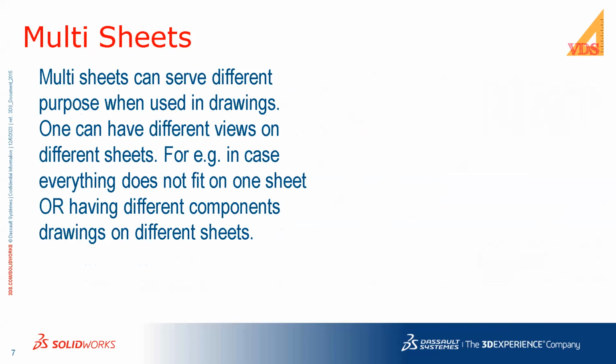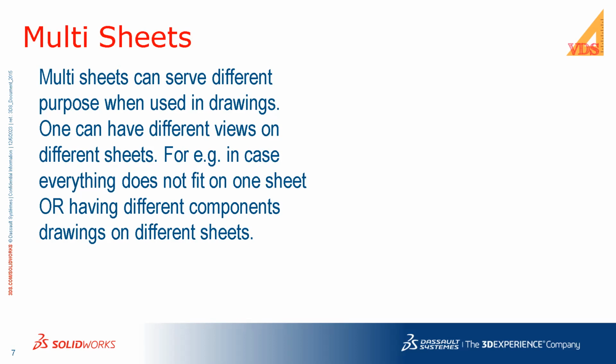So we can either have different views on different drawing sheets because you don't have space on one sheet, or you want to show different details of each component on separate sheets. So yeah, if you have a small sheet because your company standard does not allow you to use a bigger sheet, you can split a drawing into 2 sheets or multi-sheets depending on the requirement, because everything doesn't fit in one sheet.